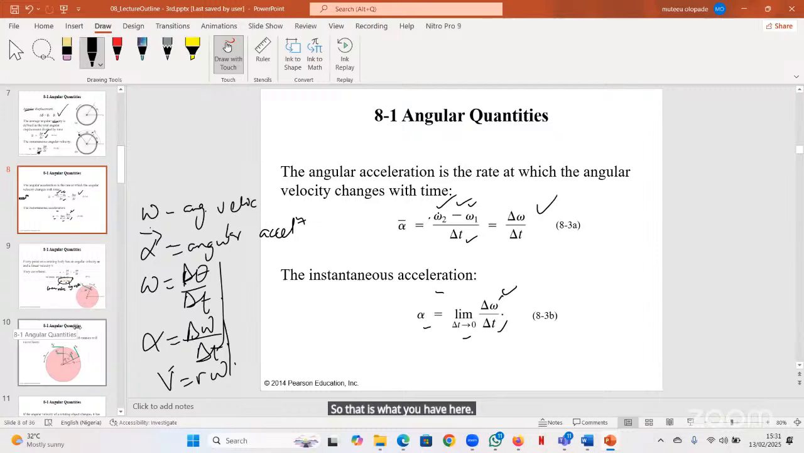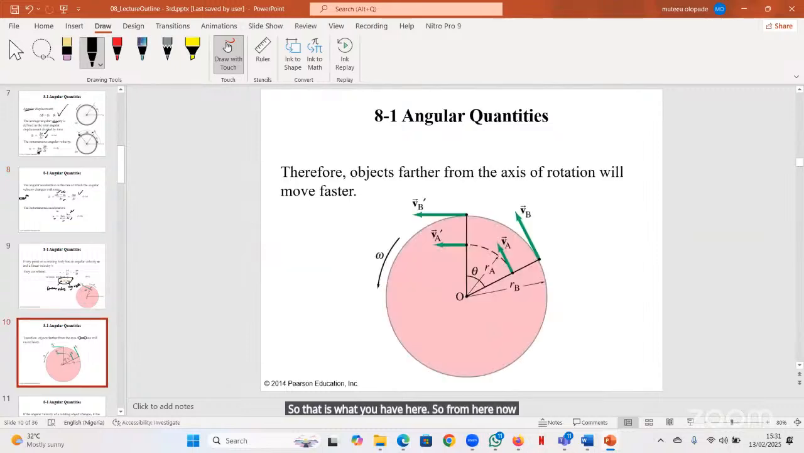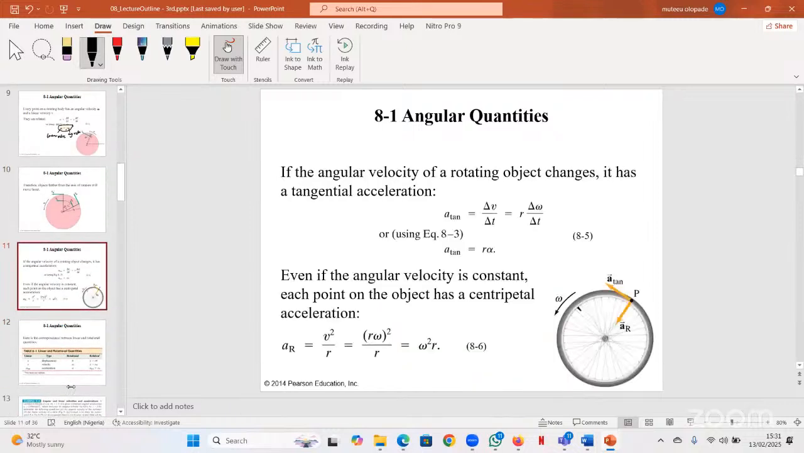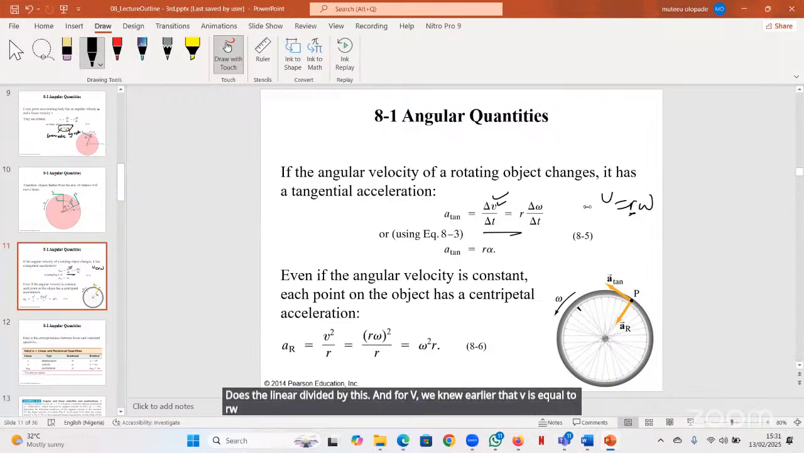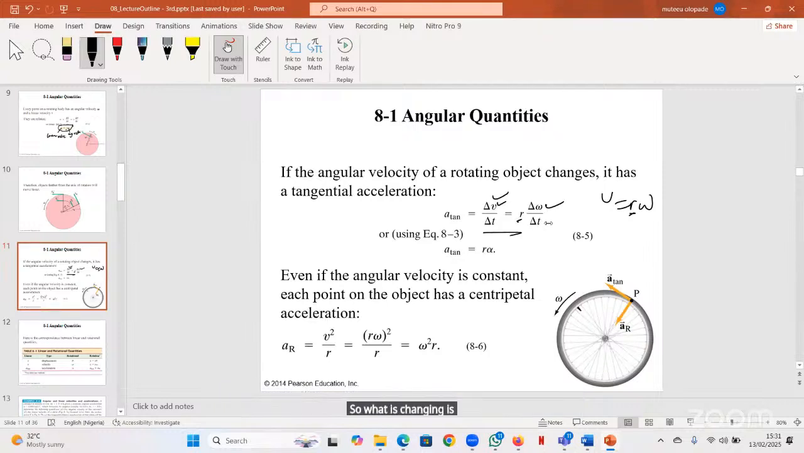So from here now, we can then proceed. In order to find the tangential angular velocity, it is this, the linear divided by this. And for V, we knew earlier that V is equal to R omega. And this does not change. That's why it's a constant term. So what is changing is now the omega and the time. The omega and the time.